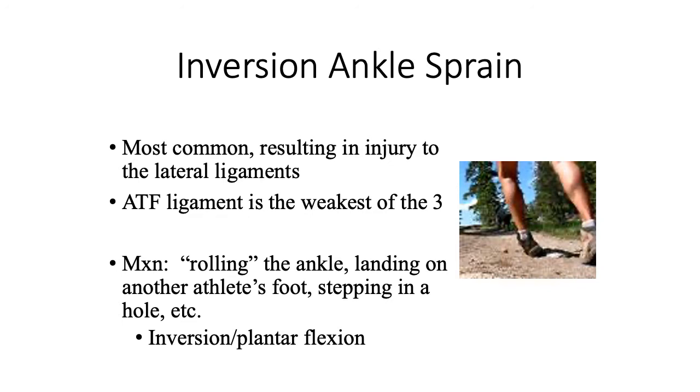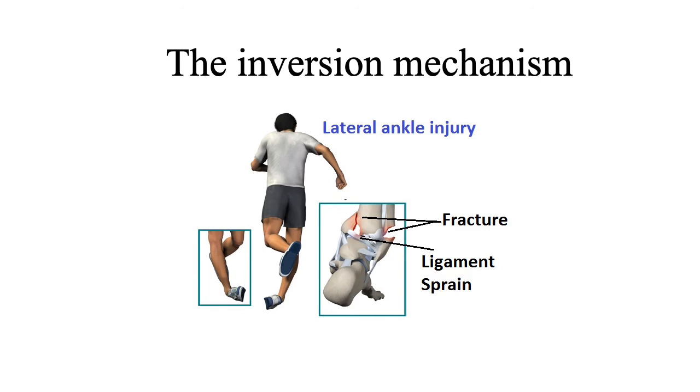Usually the anterior talofibular ligament is disrupted, which is the weakest of the 3 ligaments. Mechanism of injury: usually due to rolling of the ankle, like landing on another athlete's foot or stepping in a hole. The inversion mechanism can result in ligamentous injury or bony injury.